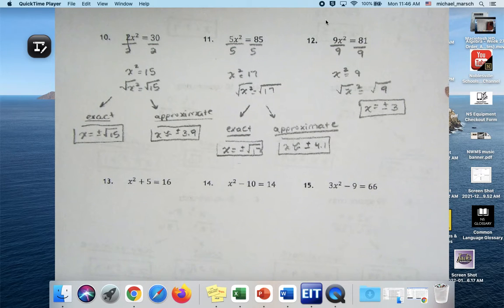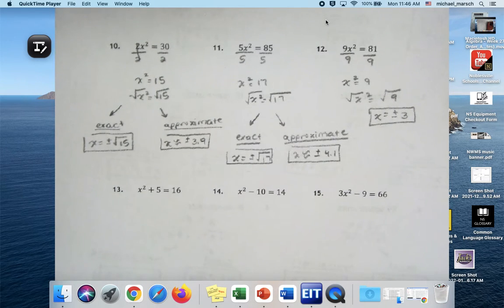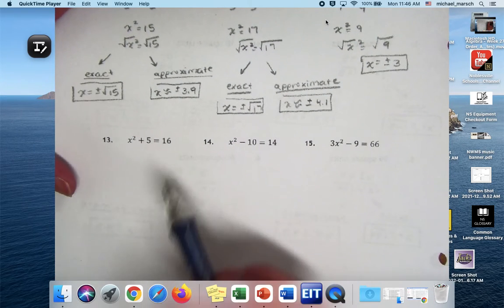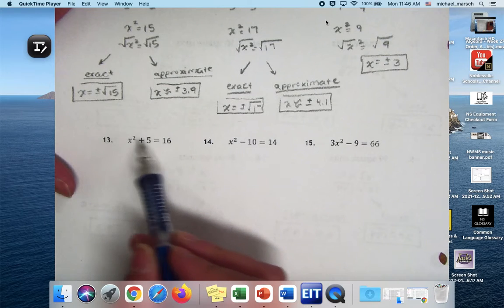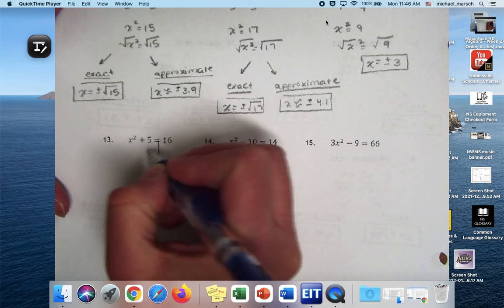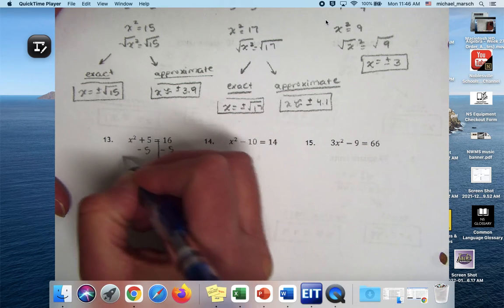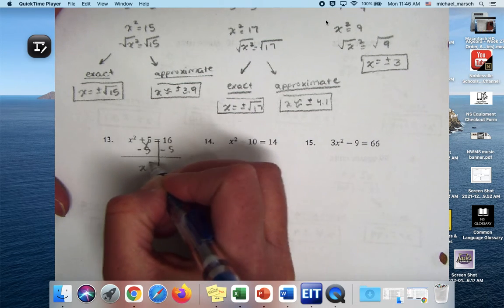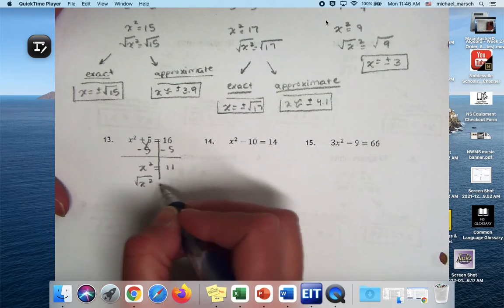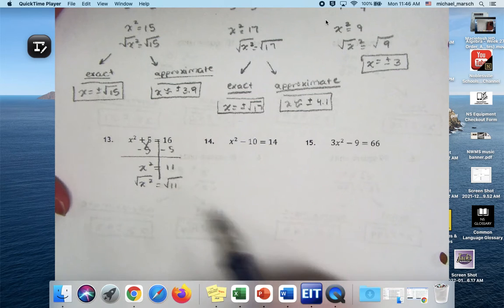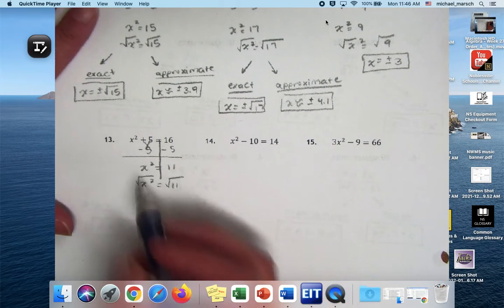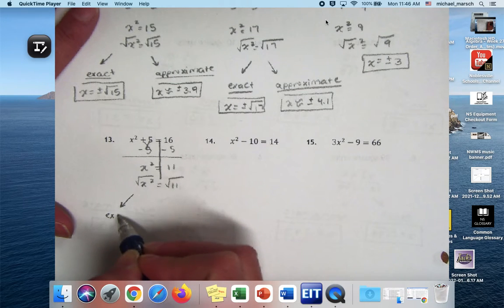I got 100%. Okay, let's look at 13, 14, and 15. These are a little different. How am I going to get x squared by itself if I have a plus 5 here? Subtract 5. Yep. So now I have x squared equals 11. And then we do the same thing. And because 11, Mia, is not a perfect square, that's how I know I need an exact and an approximate.